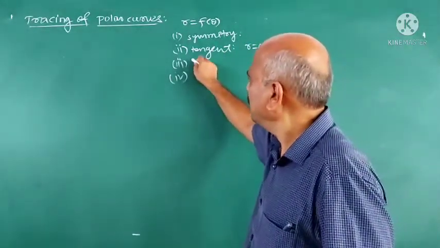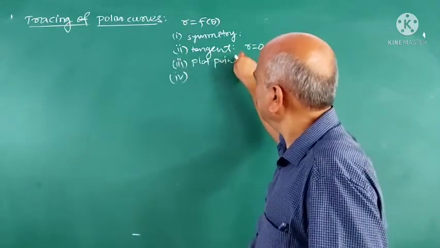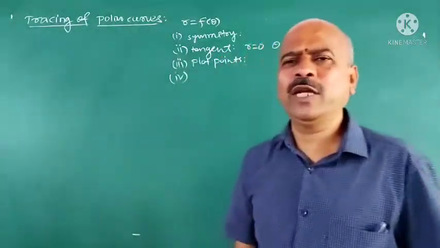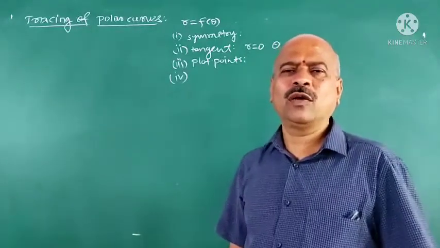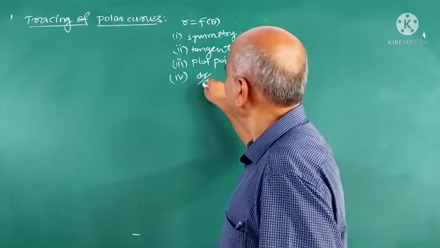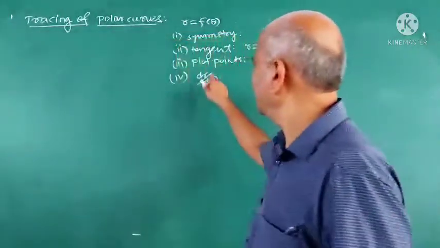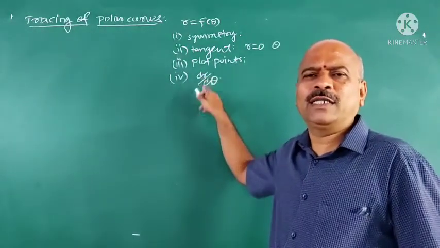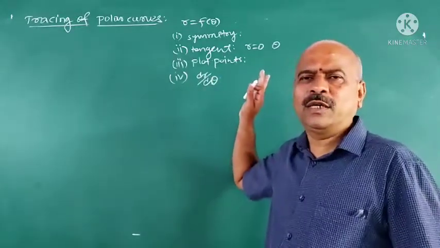Next, you have to plot some points. Plot some points means find out values of r and theta. Take different values of theta and find what the values of r are. And finally, find dr by d theta. That gives, if dr by d theta is greater than 0, r is increasing; less than 0, r is decreasing, corresponding to the values of theta.